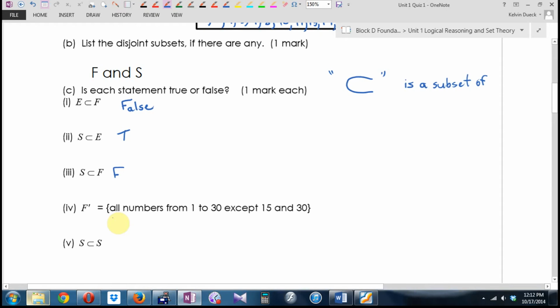F prime, oh, what did the prime mean? What was the fancy word for that? It began with the letter C. It's what your mom likes to say to you fairly often. Compliment. Compliment, okay? The opposite.